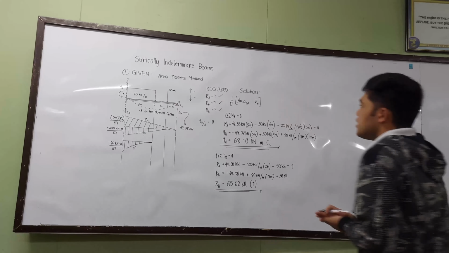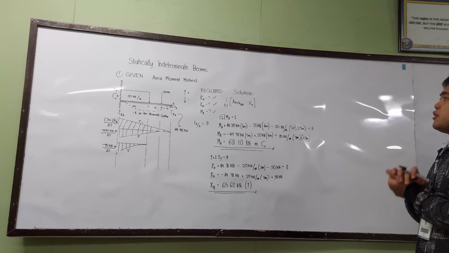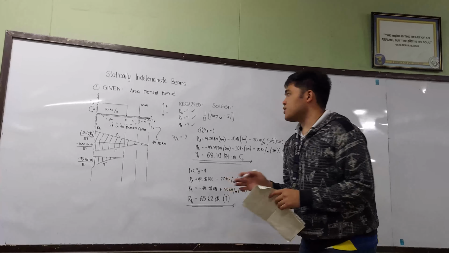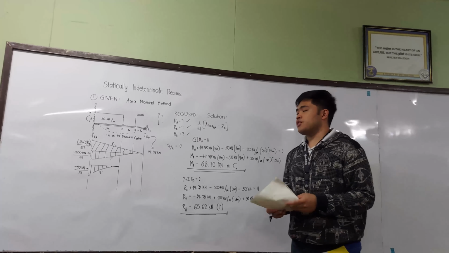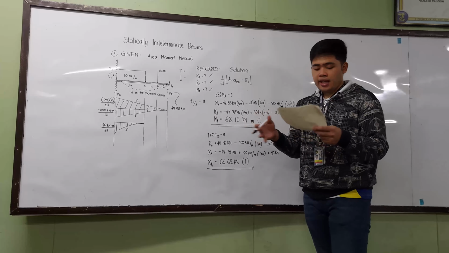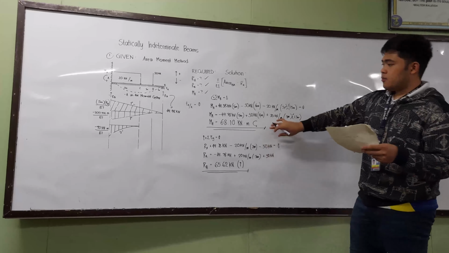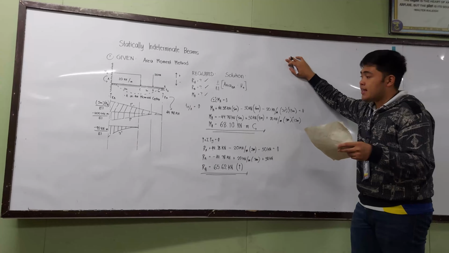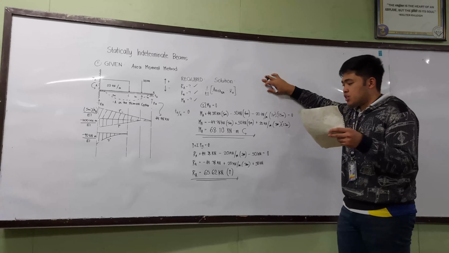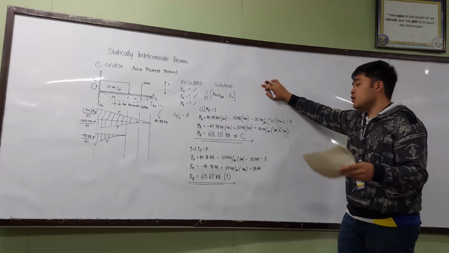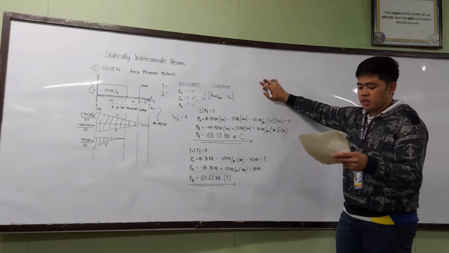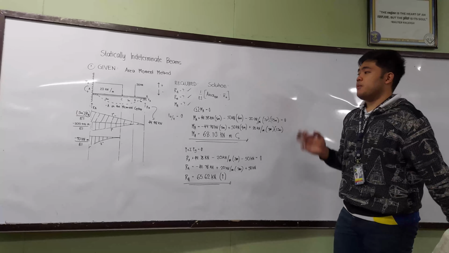So we have now completed what is required for this problem. These are our answers for the problem. We have the reaction B, which is 44.38 kilonewtons, the moment of A, which is 68.10 kilonewtons times meters going in counterclockwise direction, and we have the reaction A, which is 65.62 kilonewtons going the upwards direction, which is positive.